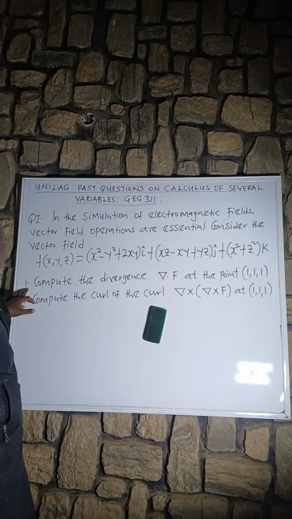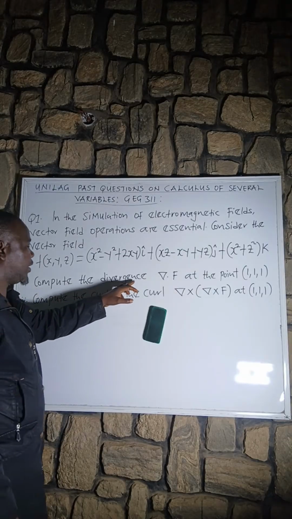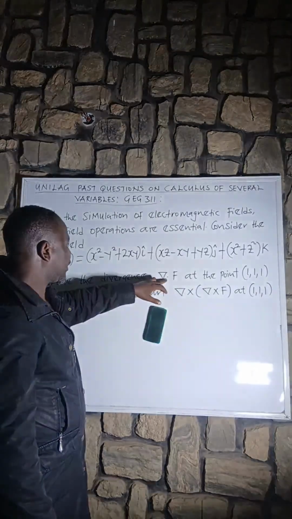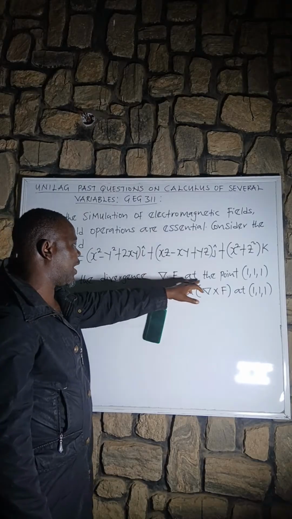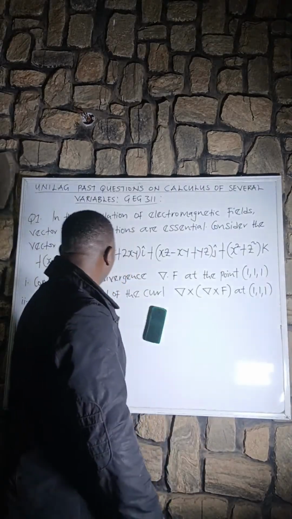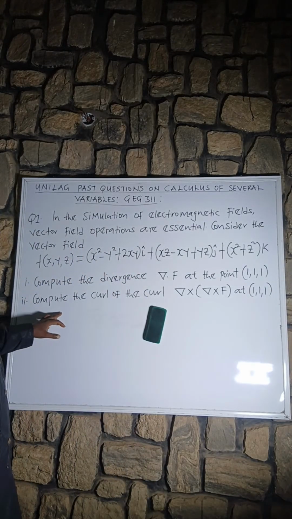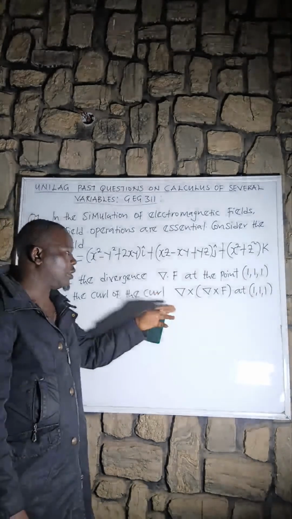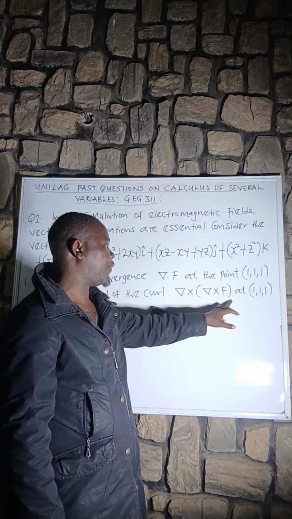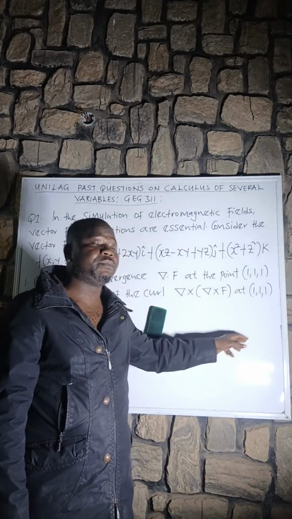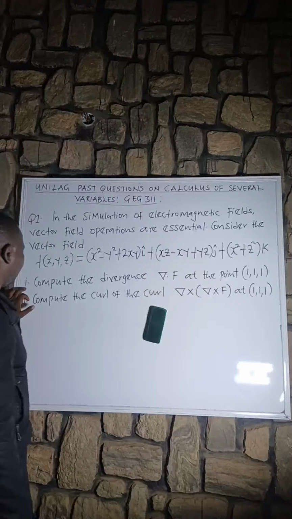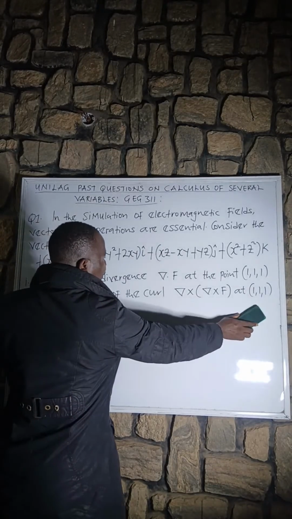It says (i) compute the divergence, del dot F, at the point (1, 1, 1). Then (ii) compute the curl of the curl, del cross curl F, at this point. So it's simple as ABC. We are going to do it together, but we will start with the first one, (i). It said compute the divergence.